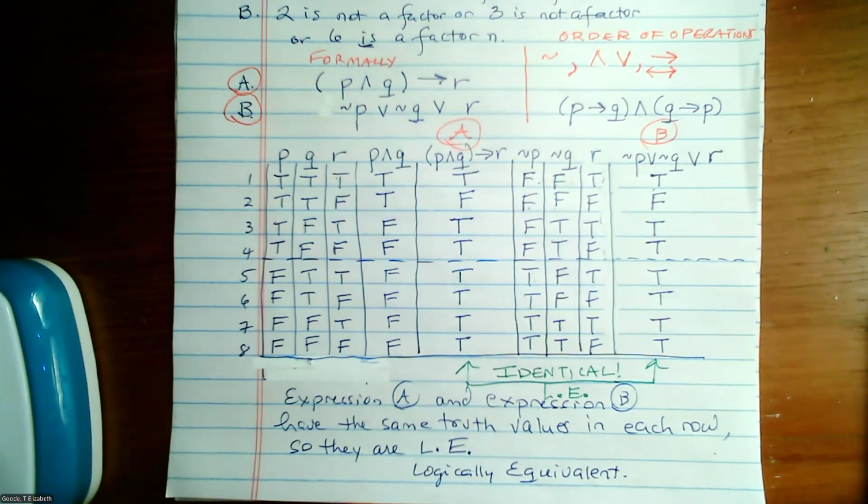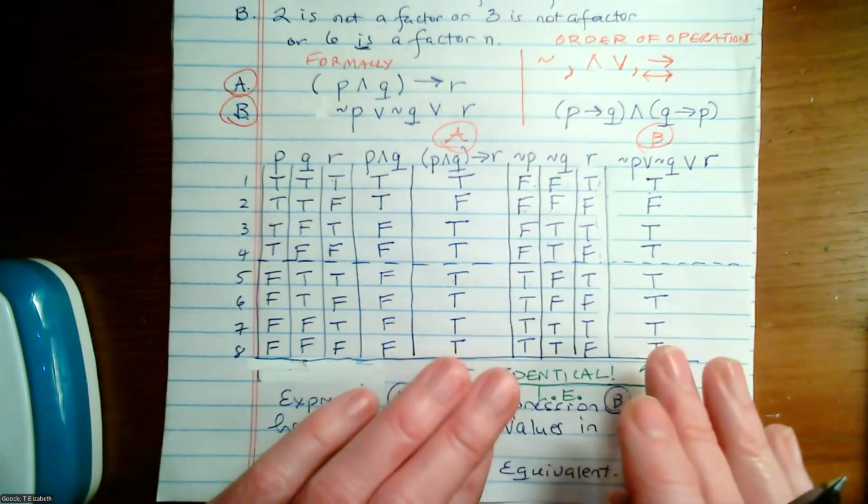Nice. So that's our application 2 of truth tables. It helps us understand if two statements are really saying the same thing. This can be incredibly helpful.